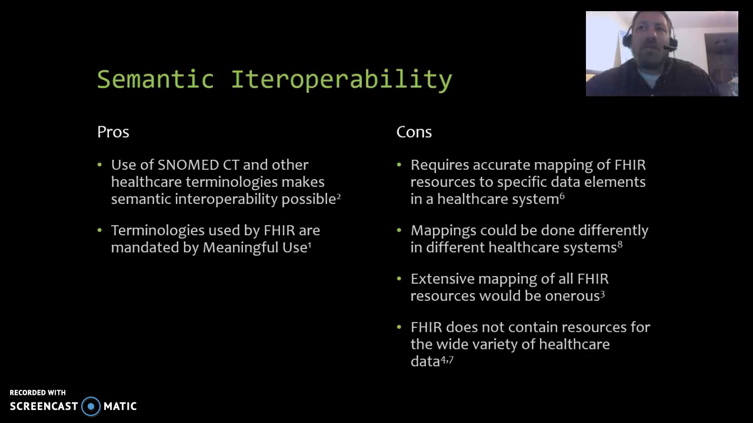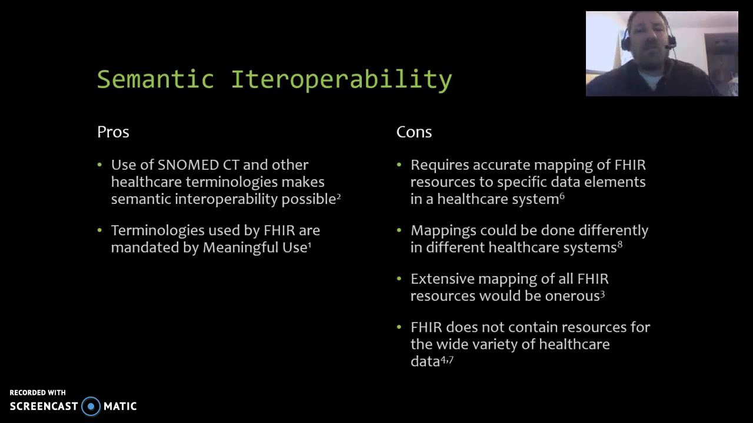Now, semantic interoperability requires not just the exchange of data, but a shared understanding of context as well. For example, it's not hard to pass 144 over 90 from one computer system to another, and that would be an example of interoperability. But for a system to understand that 144 over 90 is a high blood pressure measurement, and then to be able to take that in and provide guidance to a provider on how to manage that high blood pressure, that is semantic interoperability.